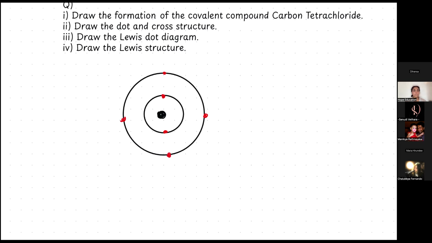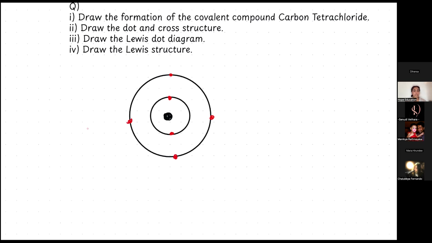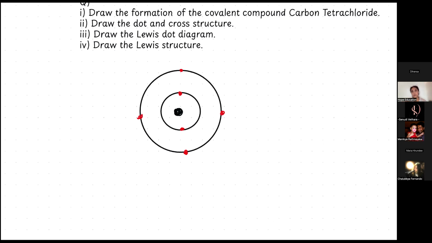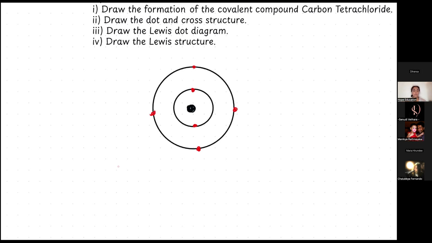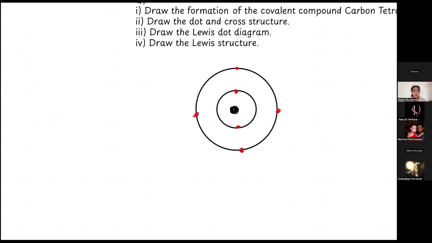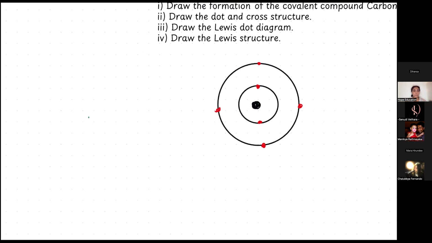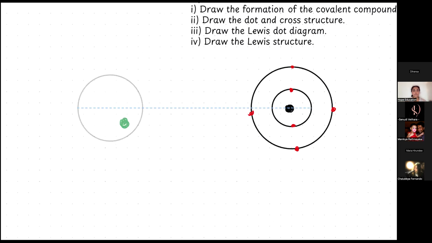So this is carbon. Now I will draw one chlorine atom. If we take one chlorine, this is chlorine. This is the first. Can you tell me the electronic configuration of chlorine, Lamai? What is the electronic configuration of chlorine?